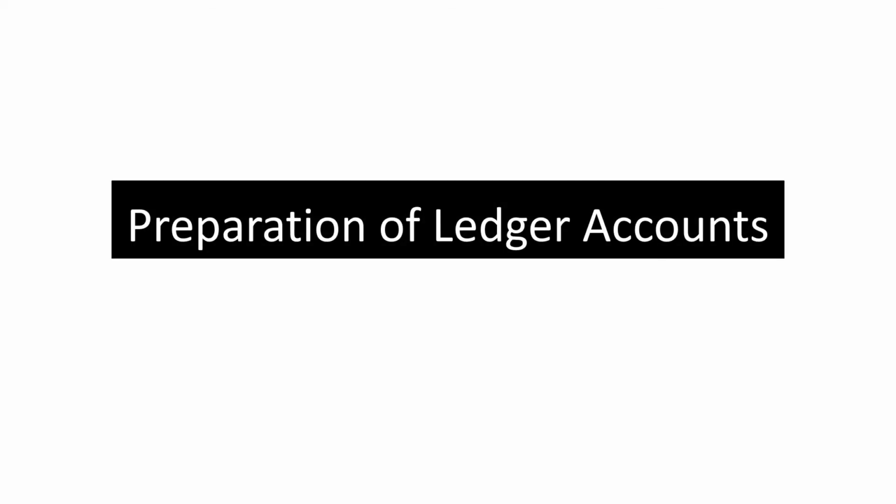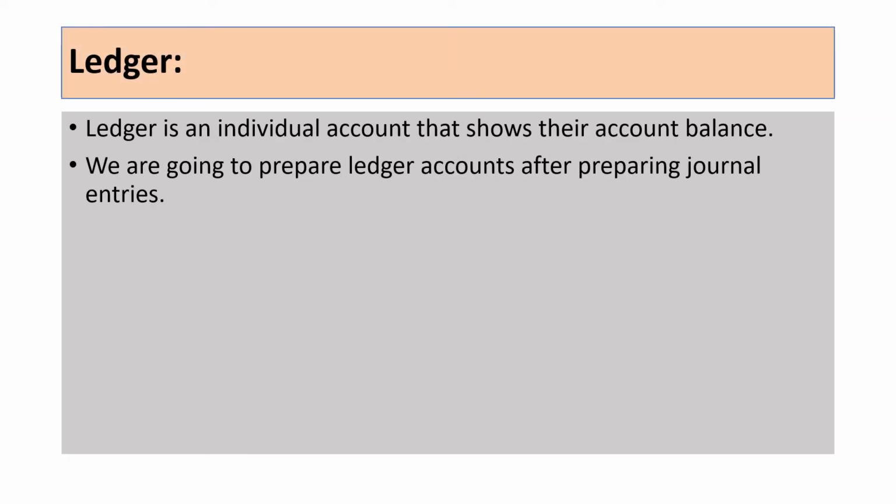Now the discussion starts. Preparation of ledger accounts. Now let's see what is a ledger. A ledger is an individual account that shows the account balance. I always say that a ledger shows each account balance, the individual account balance. It might be only a person's account. It might be a cash account, capital account, Raju account, Sita account. These are the various kinds of accounts of individuals. It shows the account balance.